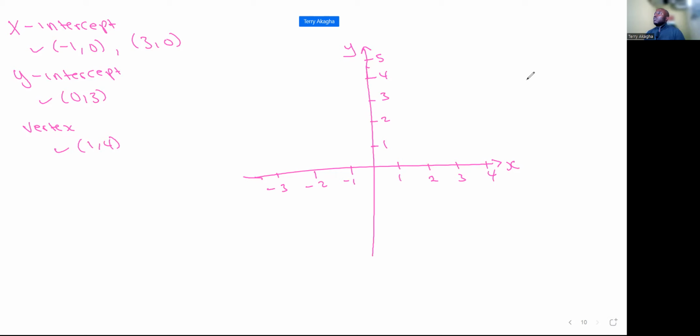So let's go. We're going to start with the first one. The x-intercept is minus 1 and 0. So we have it here. It's minus 1 and 0, 3 and 0. We have this here. The y-intercept is 0 and 3. We have this here. The vertex, x is 1, y is what? 4. We have that here.